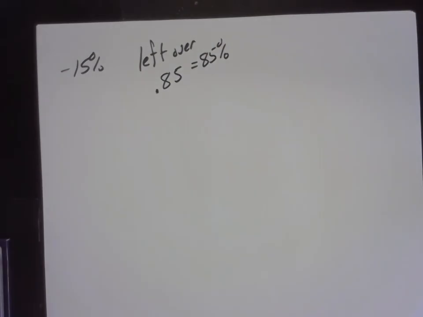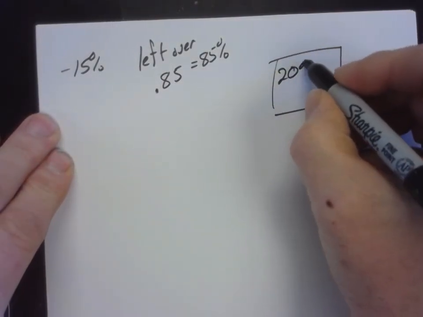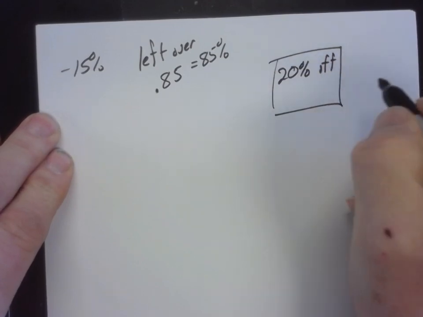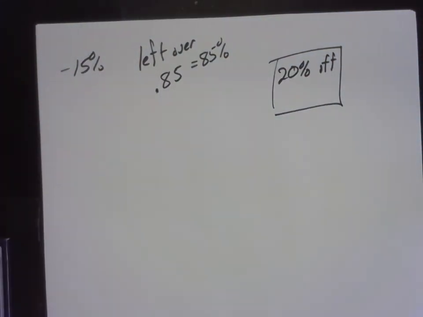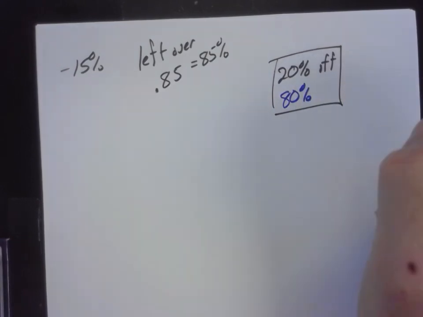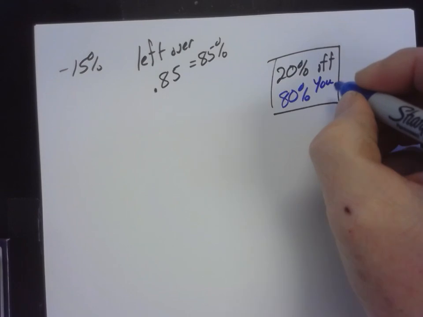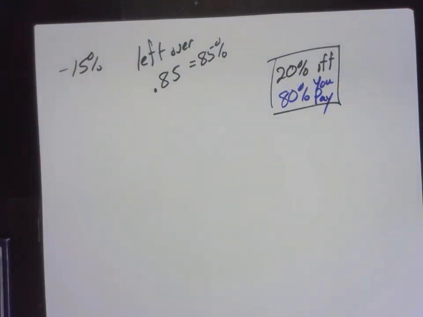Okay? If you go into a shoe store and it says 20% off, okay? Well, that's great, but what should it really say? What should that sign really say? It shouldn't say 20% off, because what do you still have to pay? 80%. You still have to pay 80%. So this is you pay 80%. That's what's important, isn't it?